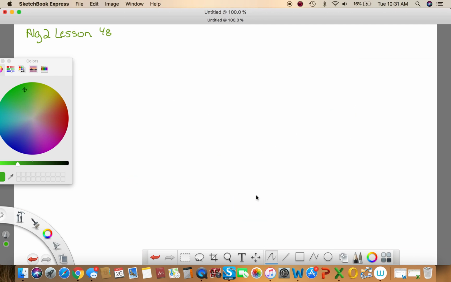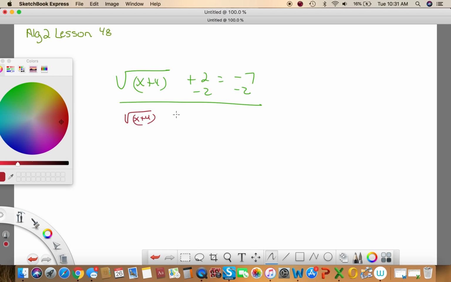Let's try another one. So we're going to solve the square root of x plus 4, so this is my radicand, plus 2 equals negative 7. So I'm going to subtract 2 from both sides. So I get the square root of x plus 4 equals negative 9. Now I'm going to square both sides because I need to get rid of this radical.